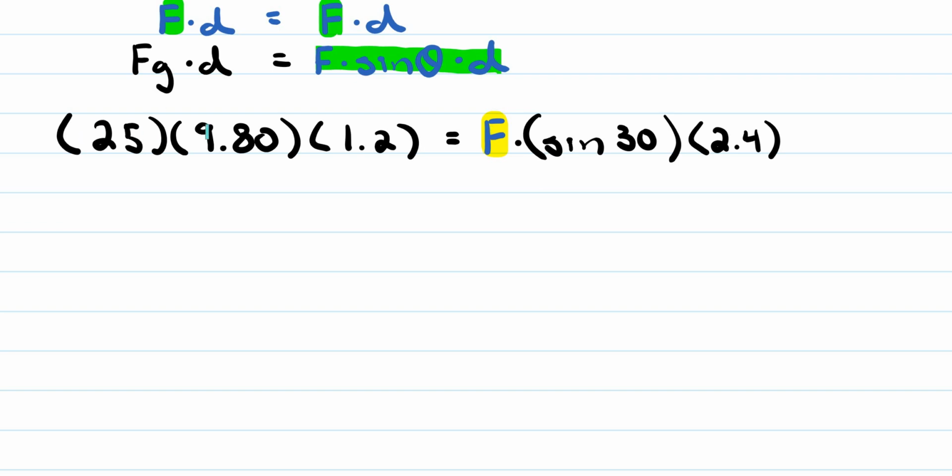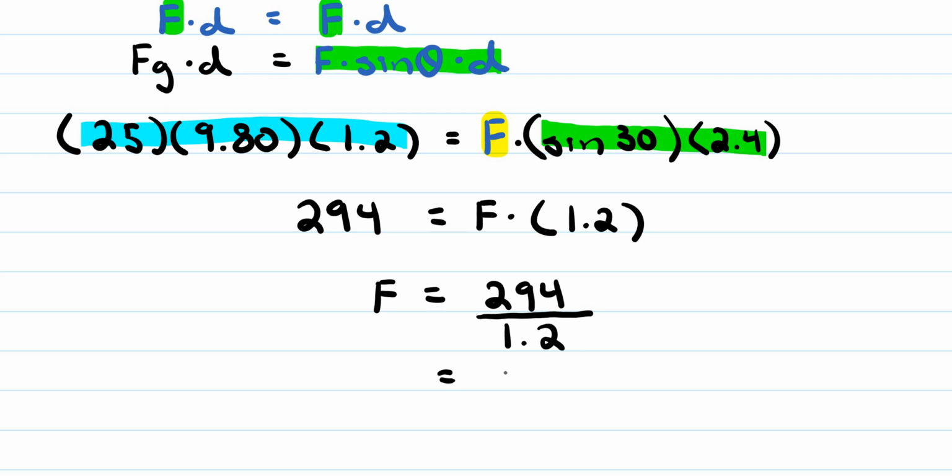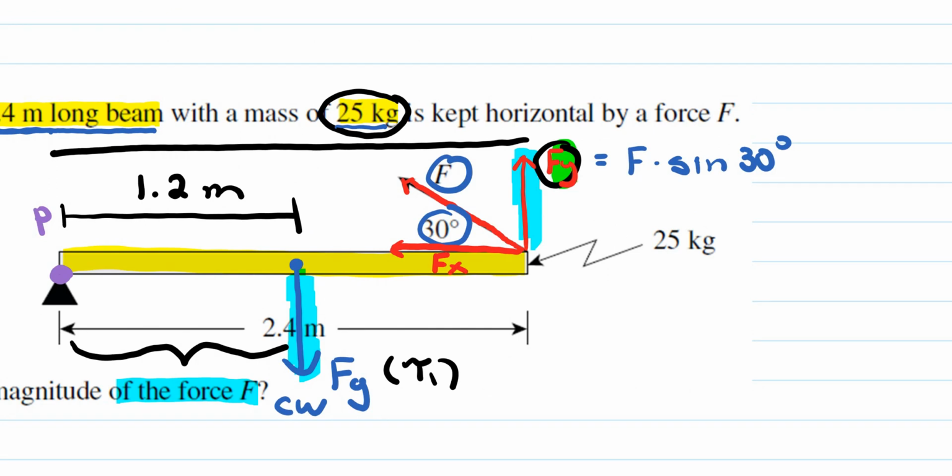If I multiply these numbers across here, 25 times 9.80 times 1.2, I get 294. On the right hand side, I get F times, and if I multiply sine 30 degrees times 2.4, I get 1.2. So our force is going to be 294 divided by 1.2, and that's going to give us an answer of 245 newtons. Okay, good.